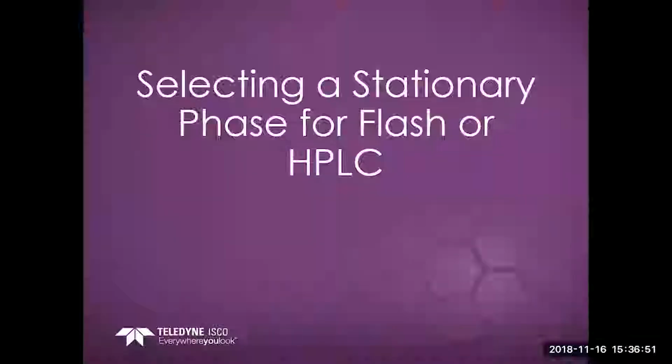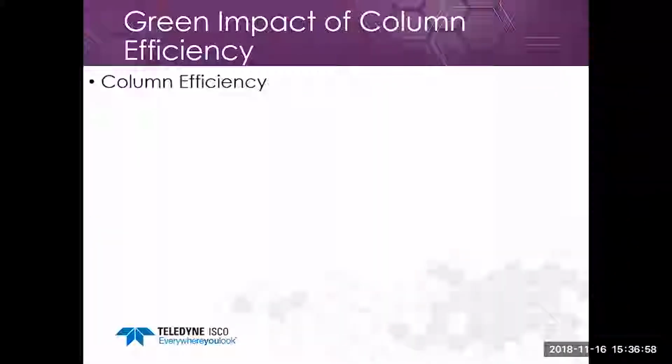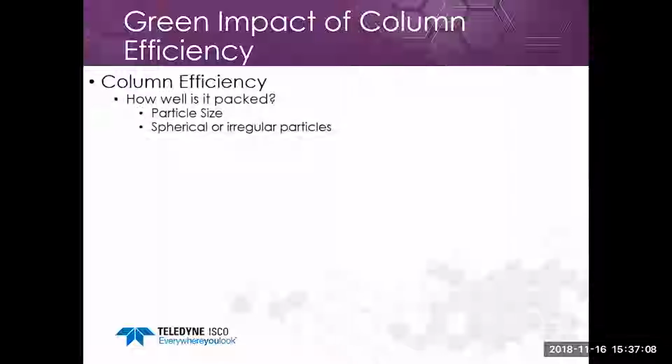Okay, so going into detail here for selecting a stationary phase for flash or HPLC: the green impact of column efficiency. I think this is really important, and I'm going to showcase some examples of how we can take advantage of this to contribute to greener chromatography. Column efficiency is really how well the column is packed, and it's a product of your particle size and how well the particles pack together. Are they spherical particles, or are they irregular particles that don't pack together as nicely?